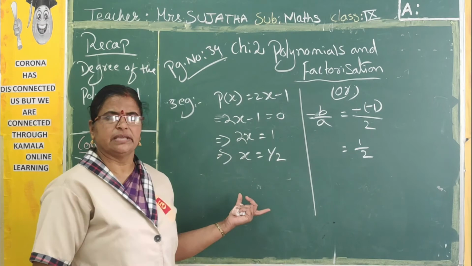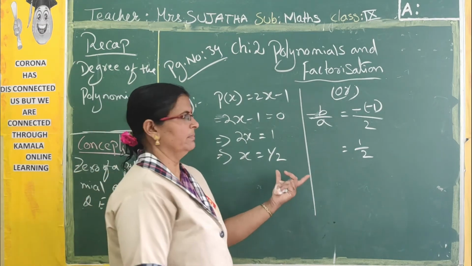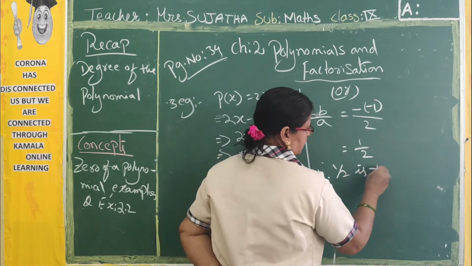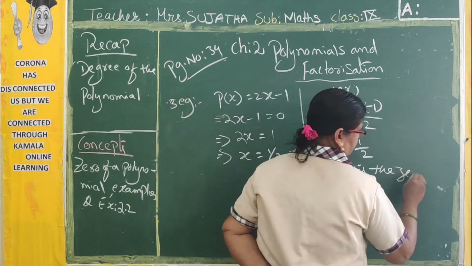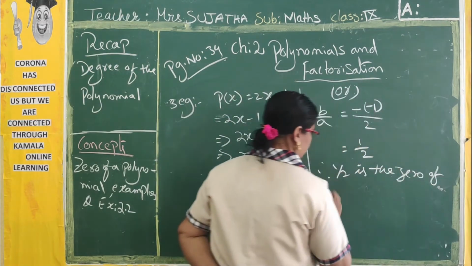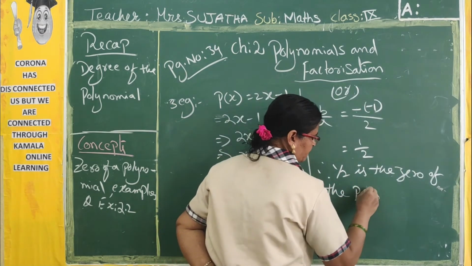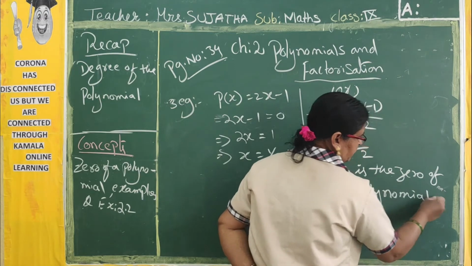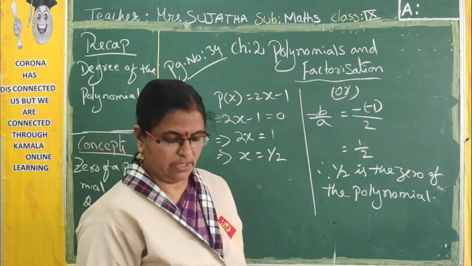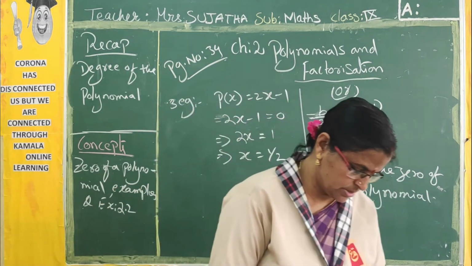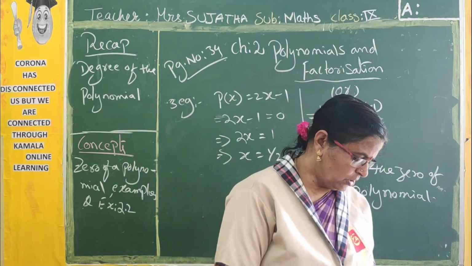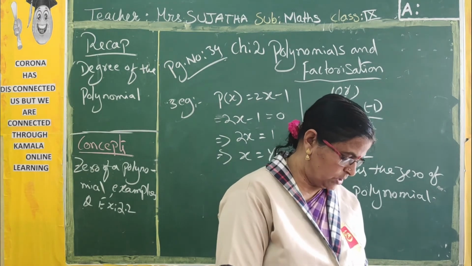So both ways you got the same answer, no? 1 by 2, 1 by 2. Therefore 1 by 2 is the 0 of the polynomial. Understood? Like this you can do it. Now 3 examples I explained. The 4th and 5th you have to do as homework.